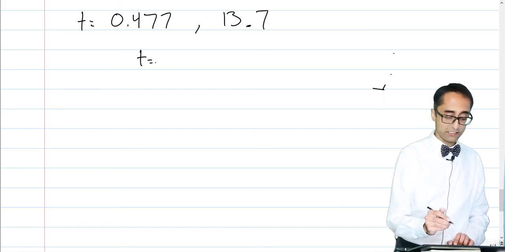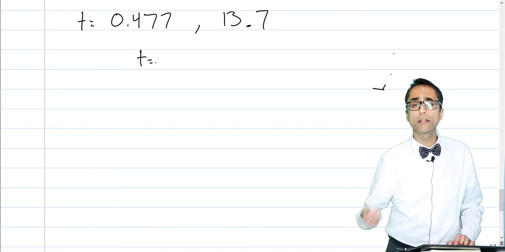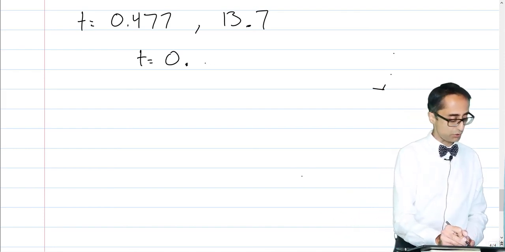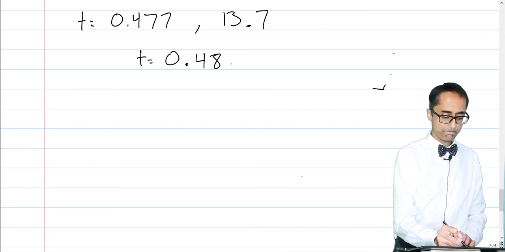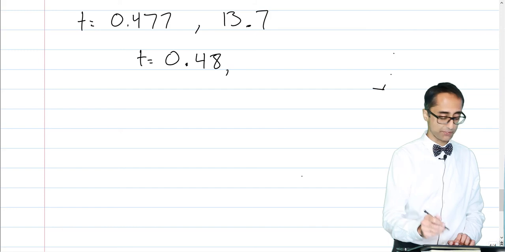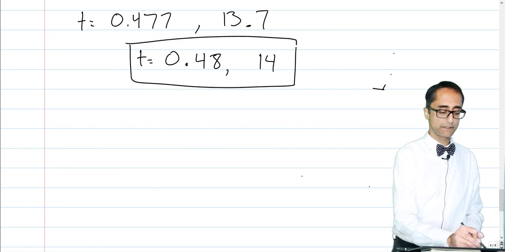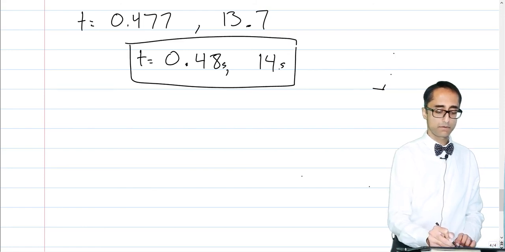So be very careful looking at what you want in these sorts of cases. Sometimes you'll do the quadratic equation and you'll actually get a negative value for one of your answers, and then it's very, very clear that the other is the correct answer. All right, so to 2 sig figs, there we go.